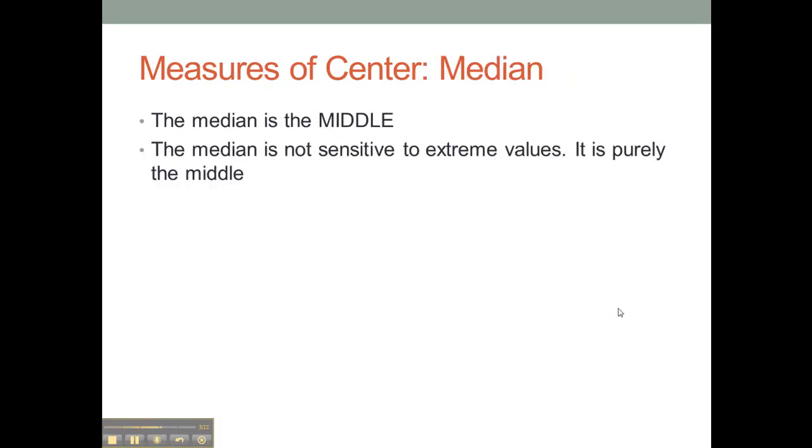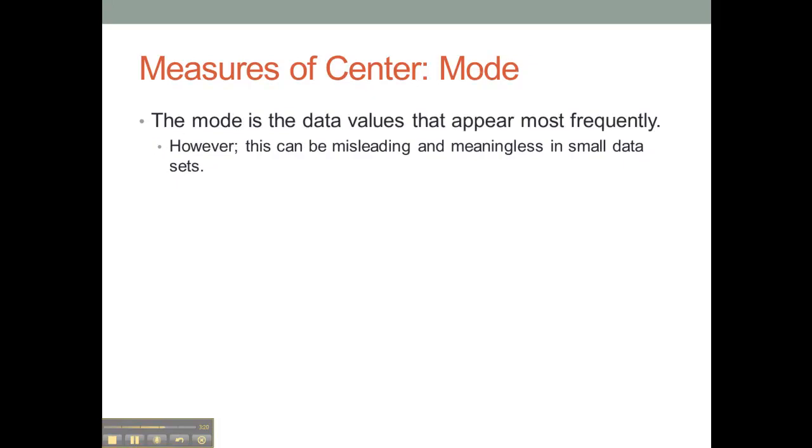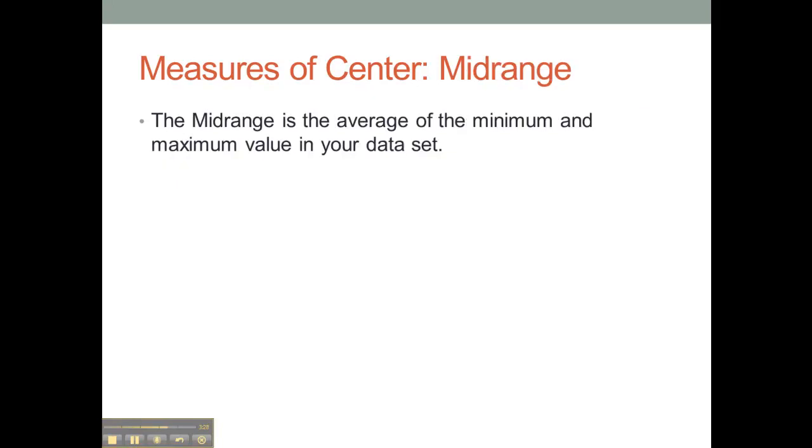Another measure of center is the median. We know the median is the middle. We know the median is not sensitive to extreme values because it is just the middle. Mode is the data value that appears most frequently. However, this can be misleading and is meaningless in small data sets.